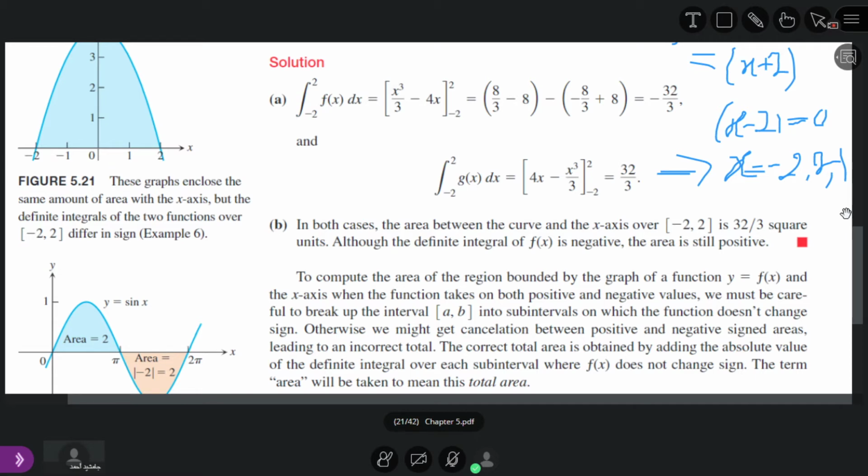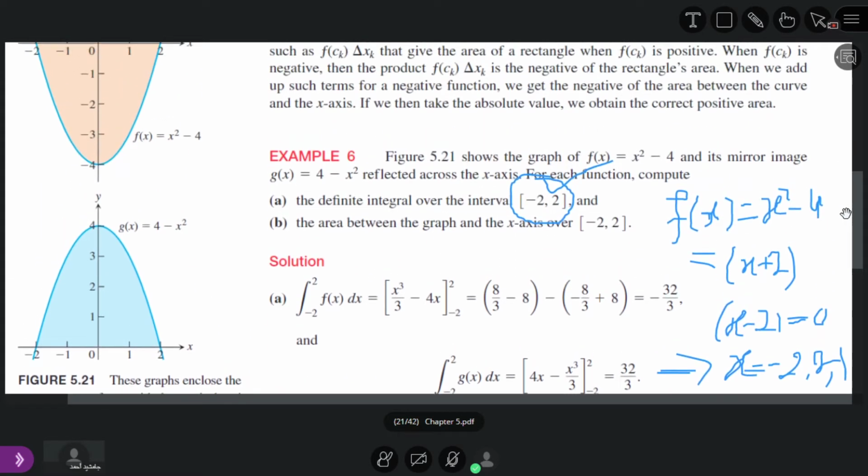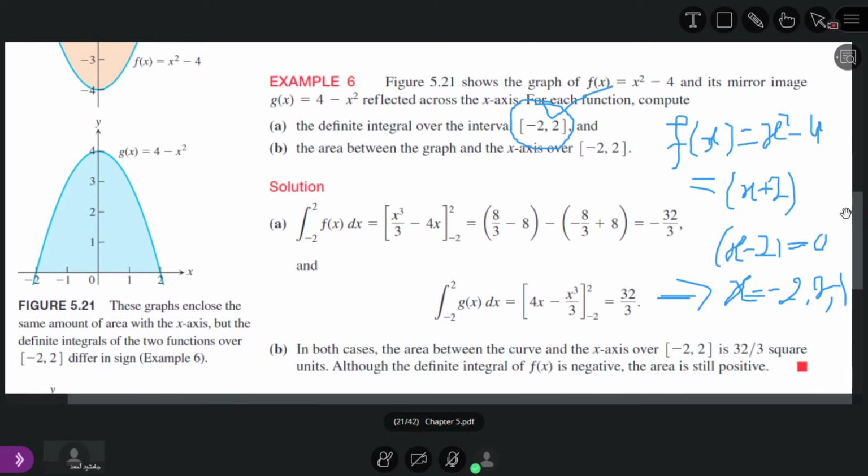I again repeat, we have a function. We put this function equal to 0 and get the points where the function is equal to 0. We compare them with the given interval. If we have the same points, suppose minus 2 to 2, these are two endpoints, so there is no need to divide this interval. Just find the integral of the function over this interval. Then take the absolute value of the result of this integral. This is the area.